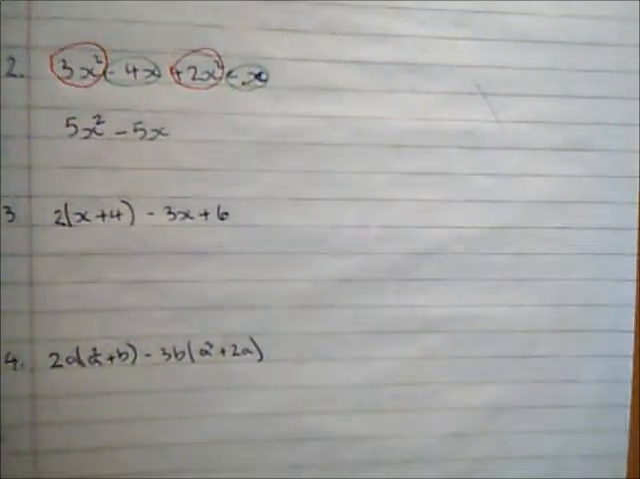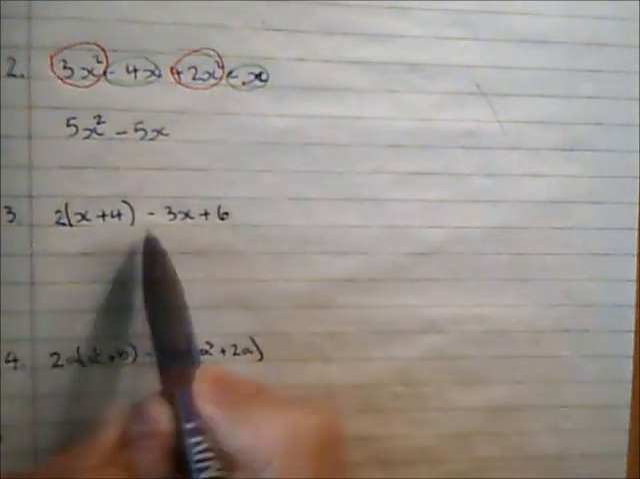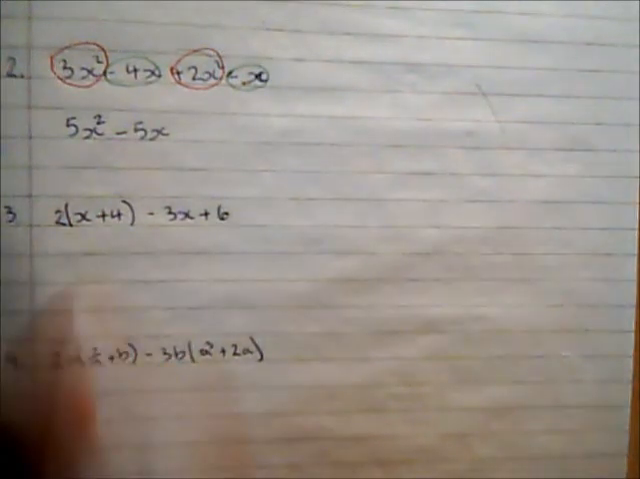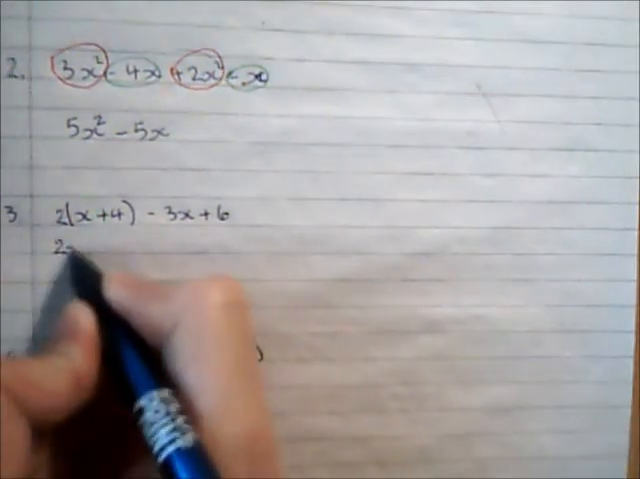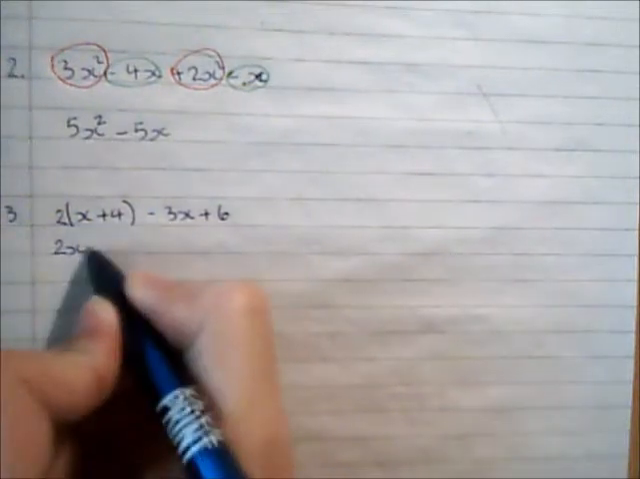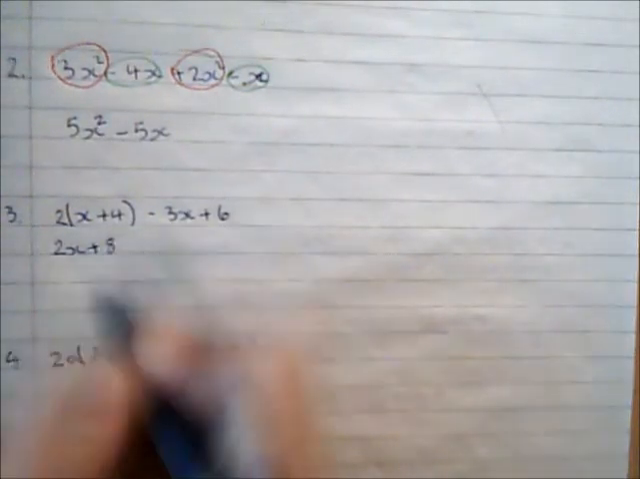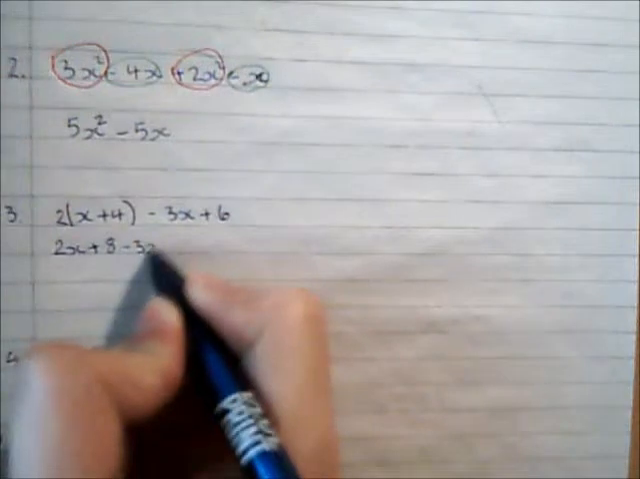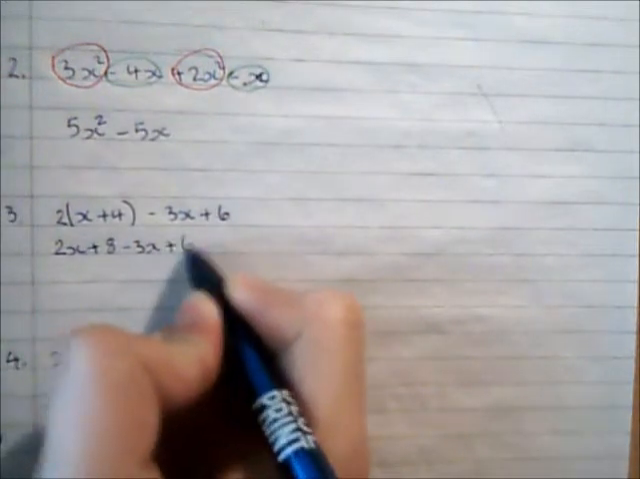In this third example, I have something a bit more complicated I need to do because I have a bracketed expression. So I'm going to expand the brackets first. So I've got 2 lots of this bracket. So I have 2 lots of the x, which is 2x, 2 lots of the 4, which is 8, and then I've got negative 3x and positive 6.